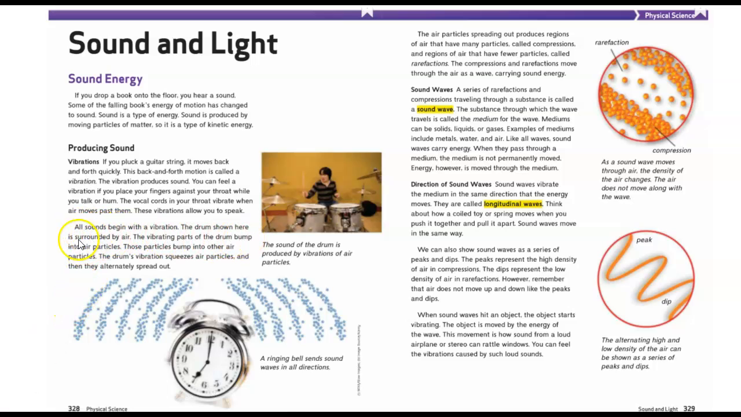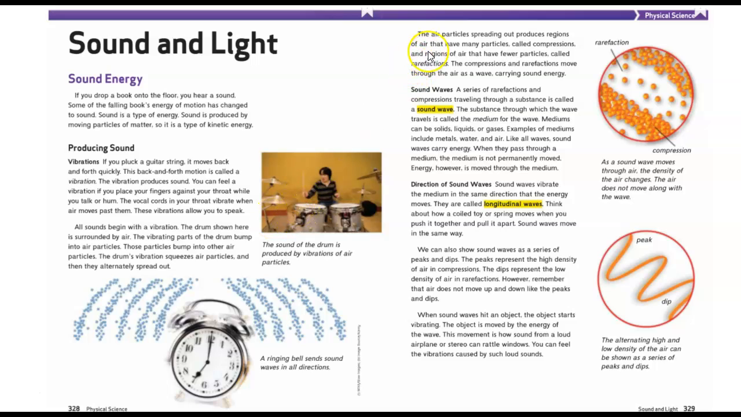The drum shown here is surrounded by air. The vibrating parts of the drum bump into the air particles. These particles bump into other air particles. The drum's vibration squeezes air particles and then they alternately spread out. So here you have that picture, and every time that drum is hit, it's vibrating those air particles.